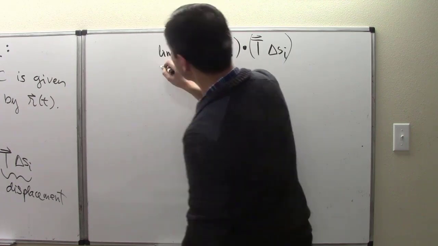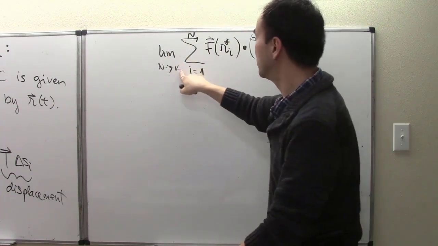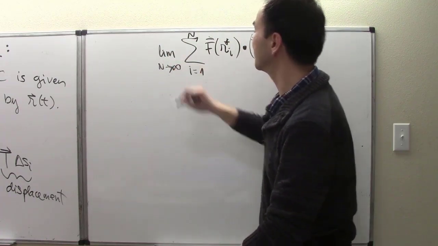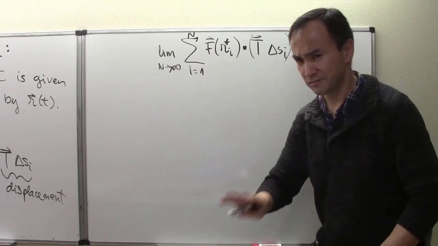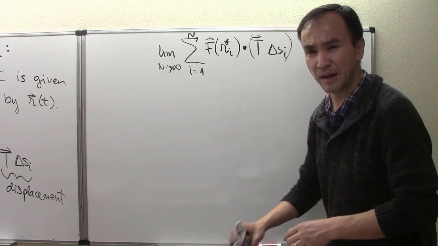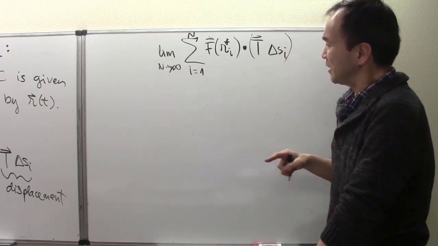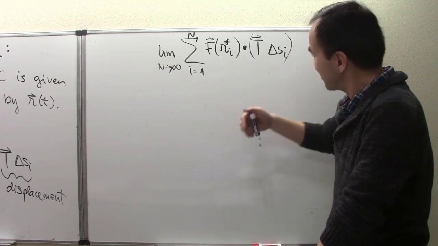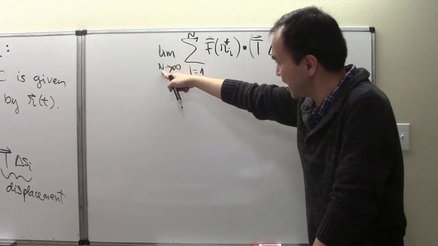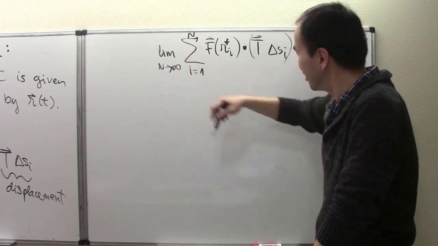We would like to continue increasing the number of subintervals to infinity. Very similar to how I explained previously about the line integral for a scalar function, when n is arbitrarily large, it's becoming continuously large right here.